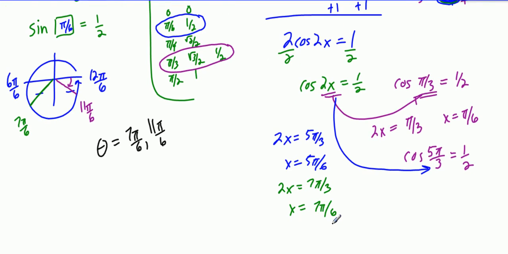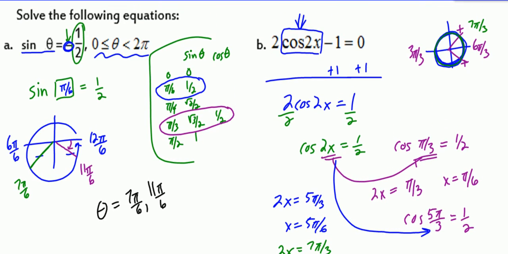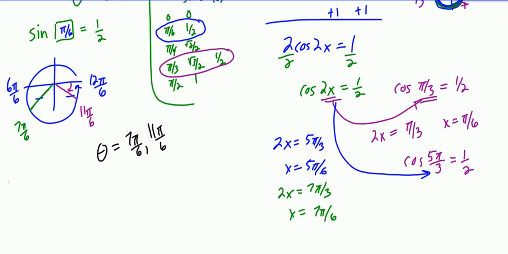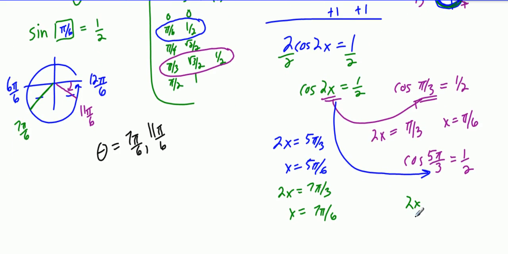Right? The next time around, if we kept going, this would become 6 pi over 3. You need 4 pi, so this would be 12 pi over 3. Go back 1, it would be 11 pi over 3. So we could have 2x equals 11 pi over 3, which means x is 11 pi over 6.